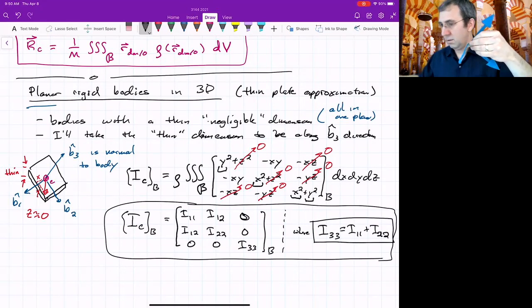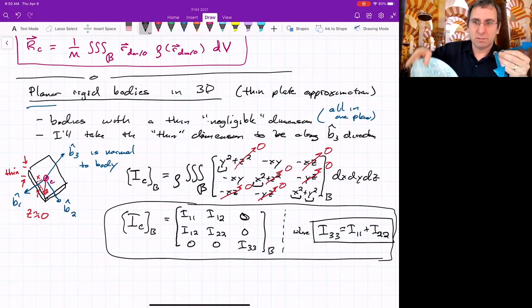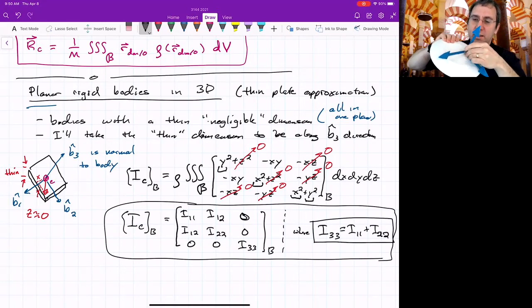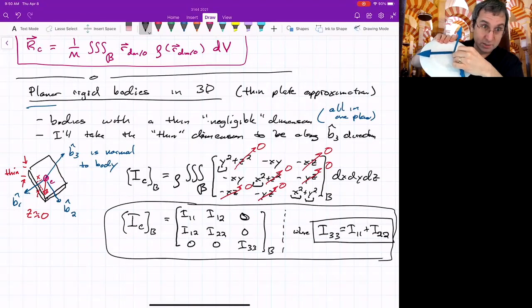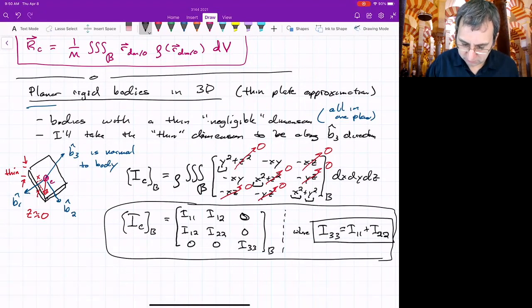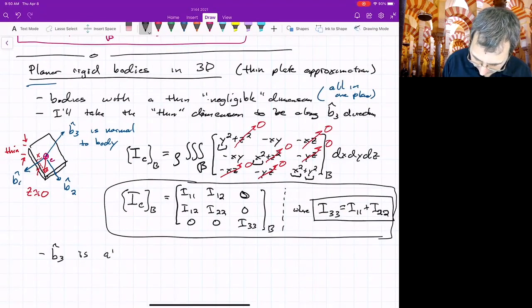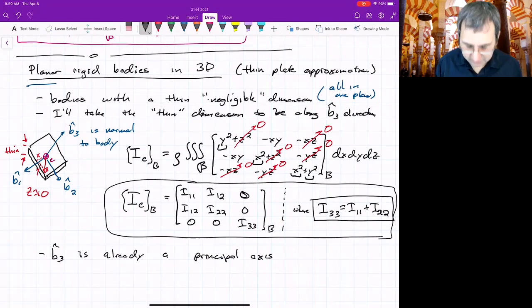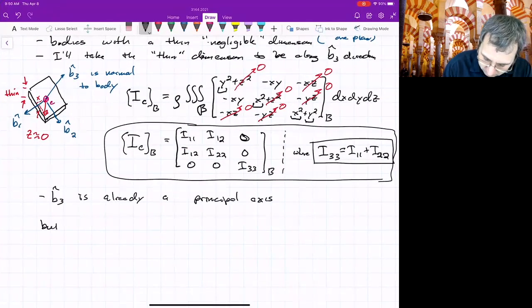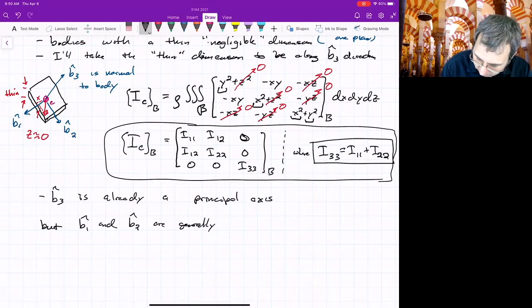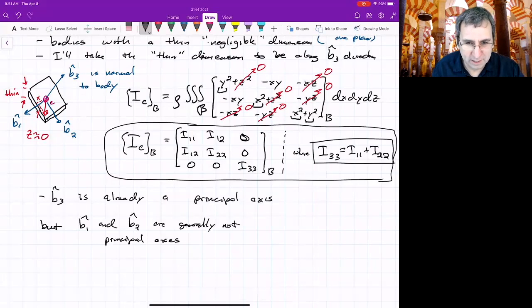Here's my frame. Here's a flat, roughly flat plate. So I've chosen my B3 direction to be normal to it, and then I can write things this way. When you do have a planar rigid body, B3 is already a principal axis. B1 and B2 are not, unless you have that I12 is 0. So if you have these off diagonal elements, that means that you need to do something. B1 and B2 are generally not principal axes. So to find that, you will have to calculate eigenvalues.